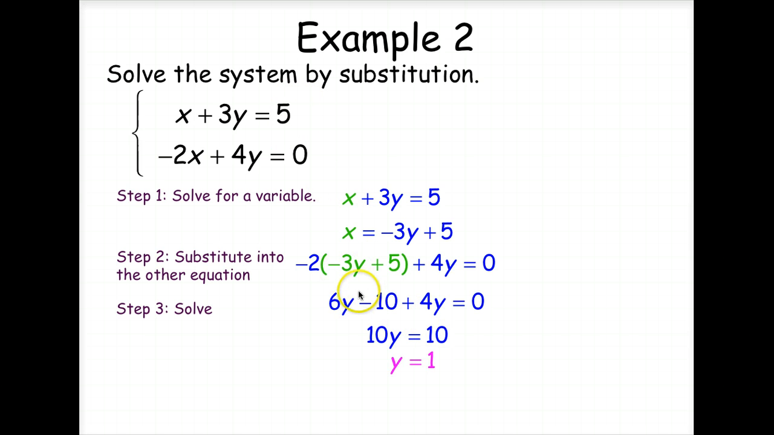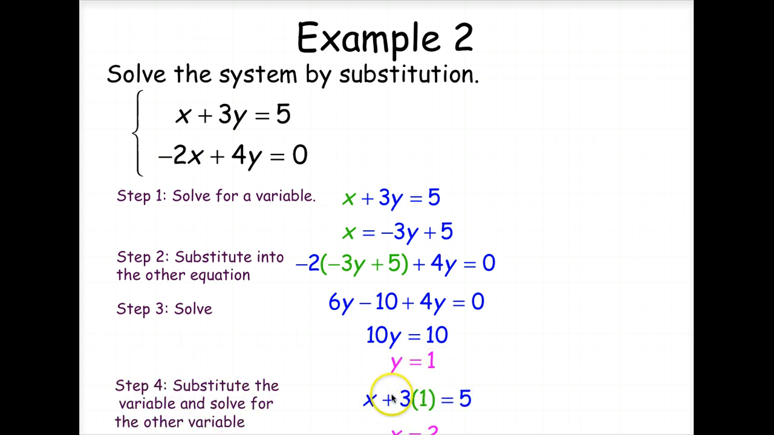We're going to distribute, combine like terms, add 10 to both sides, divide by 10. So y is equal to 1. Then we're going to go in and substitute. So we substituted first into the second. Now we're going to substitute our y value into the first. x plus 3 times 1. We're going to subtract 3 from both sides, so x is equal to 2.